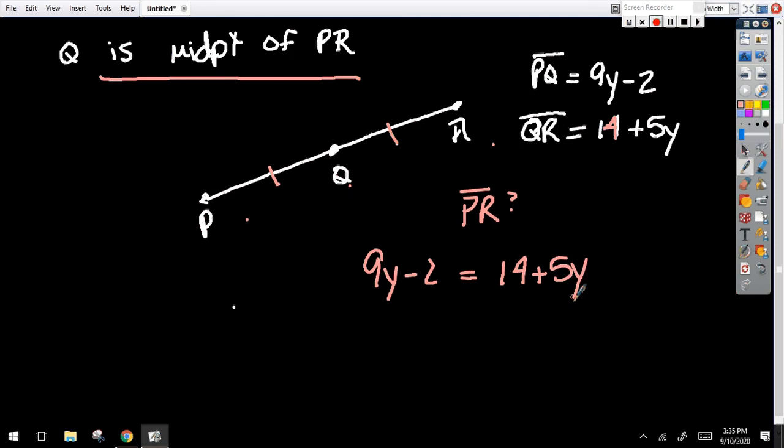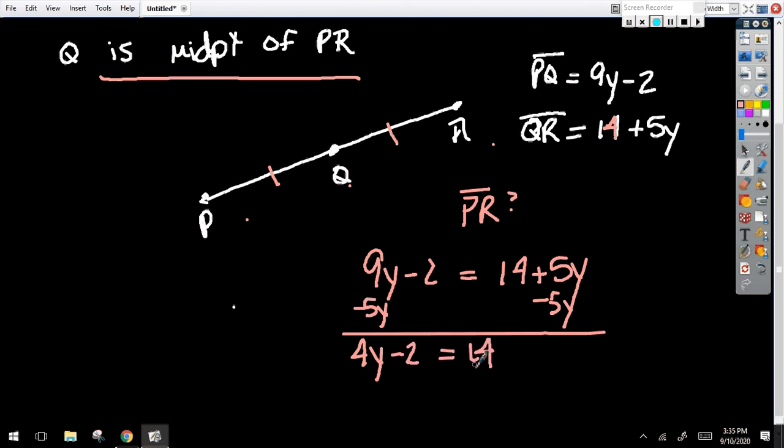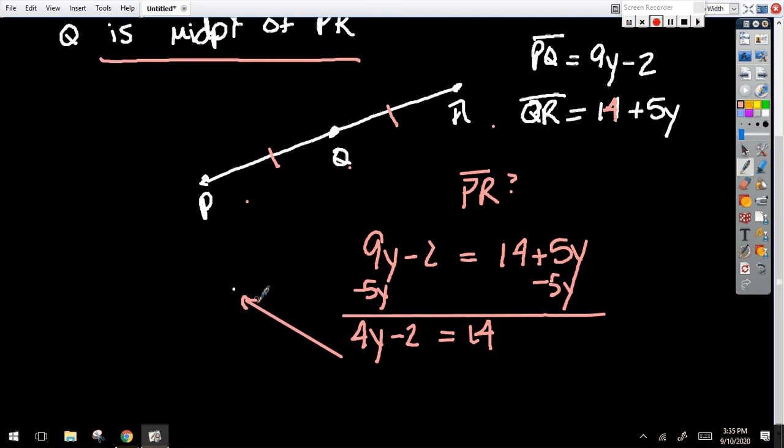So I have 4y equals 16, and then of course divide by 4. So y is 4. Now that is not the answer to the question that was asked of me. The question that was asked of me is what's the length of the whole segment, right? So if this segment PQ is 9y minus 2, and QR is 14 plus 5y, what I want to do is substitute this y value in.